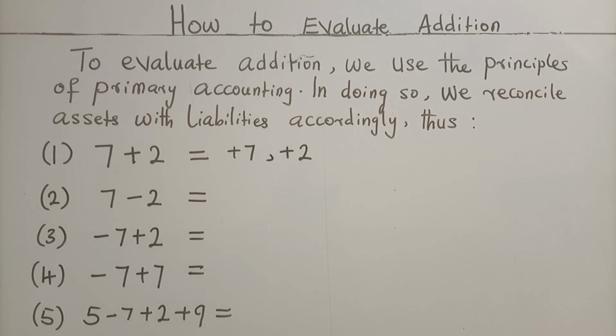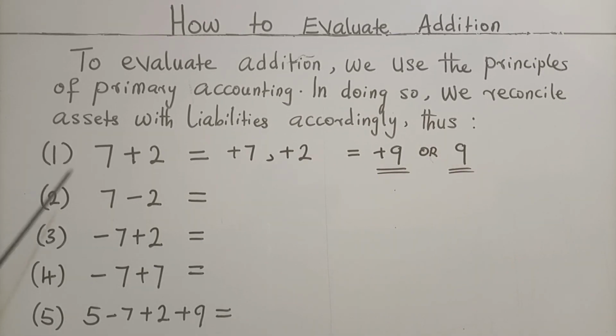Please, in accounting, if you have no liabilities, and all you have is assets, what do you do? You add your assets. Therefore, if I have 7 and I have 2 and I'm owing nobody, the result will be equal to what? It is equal to plus 9 or just 9.